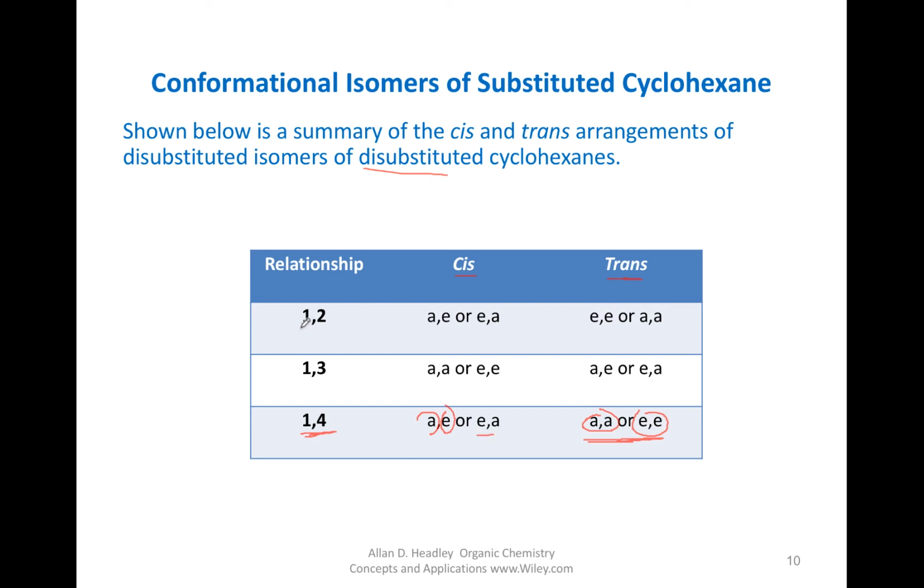Let's look at the 1,2. So for the 1,2, what you may want to do is get your model and put two groups in a 1,2 relationship, and put one in the equatorial and the other one in the equatorial. What you'll see is a trans arrangement. When you do the ring flip, you will see that they now become axial and axial, but it's still a trans. Same for the cis.